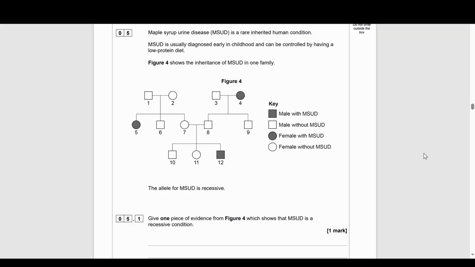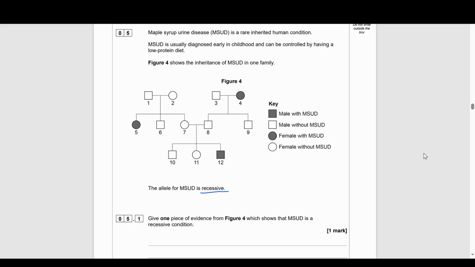Question 5. Maple syrup urine disease, MSUD, is a rare inherited human condition. MSUD is usually diagnosed early in childhood and can be controlled by having a low protein diet. Figure 4 shows the inheritance of MSUD in one family. Okay, so what this is known as is a pedigree diagram, and it allows us to see how an inherited disorder can be passed on through a family, and also allows us to figure out the chances of developing it if a family have another child.